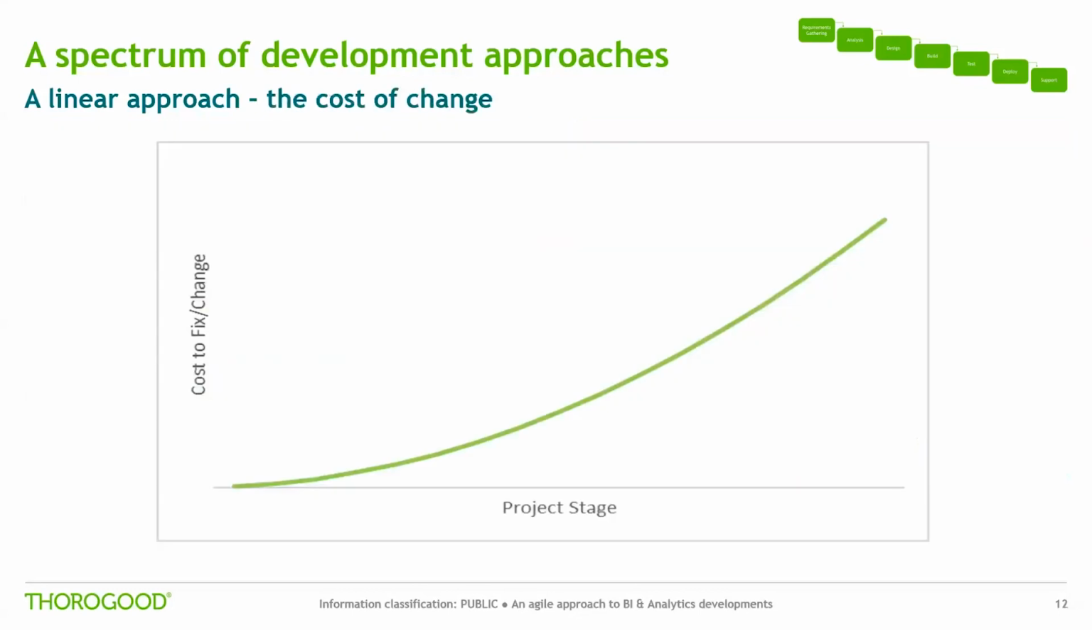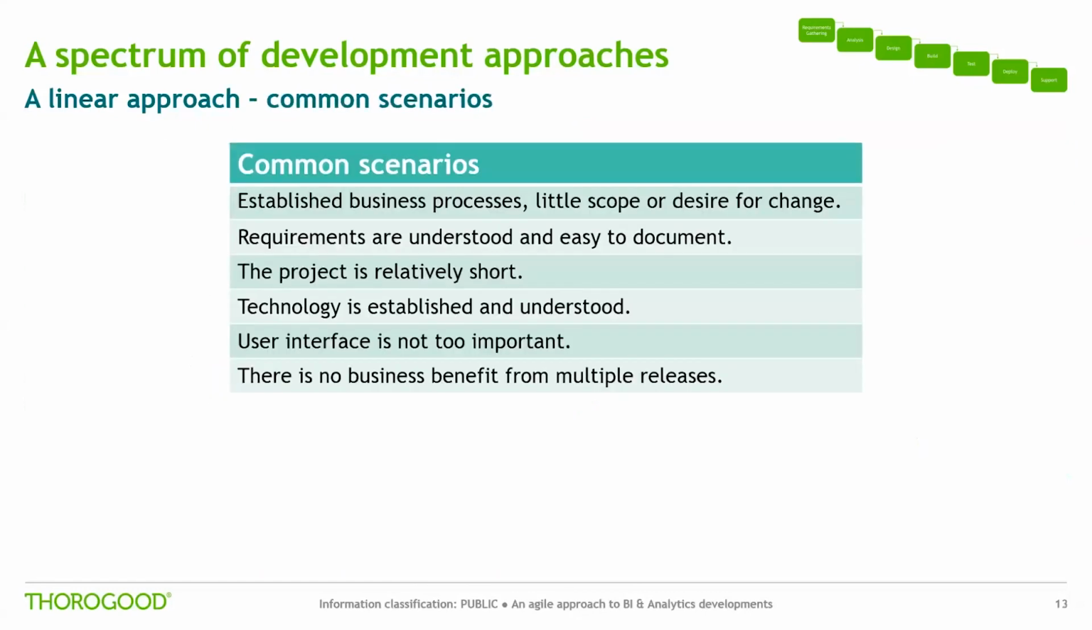Now, as is demonstrated in the diagram on the screen, the linear nature of this approach means that the cost of changing or correcting an aspect of the system will increase as the project moves through the life cycle. Finding and resolving a fundamental design issue during the testing phase can have a huge cost and time impact.